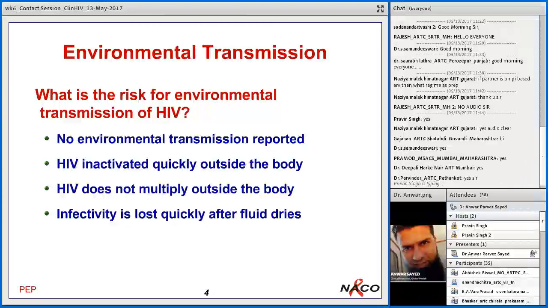In the current national guidelines, NACO is silent on the usage of PrEP. There are no guidelines which talk about PrEP as far as the present NACO program is concerned. So we will not be using PrEP as such in the NACO ART center as of now. But what we already use is post-exposure prophylaxis.